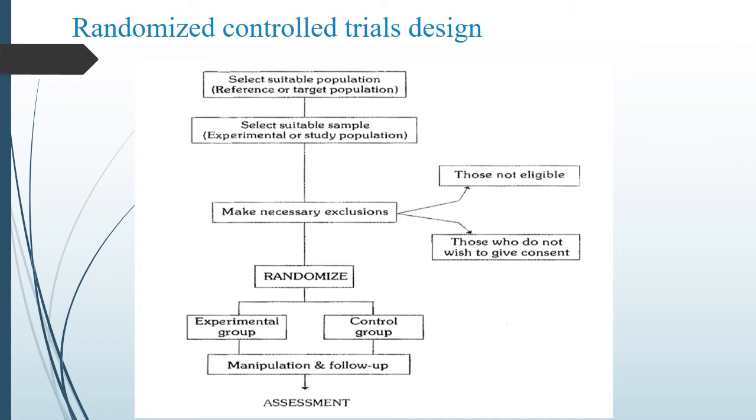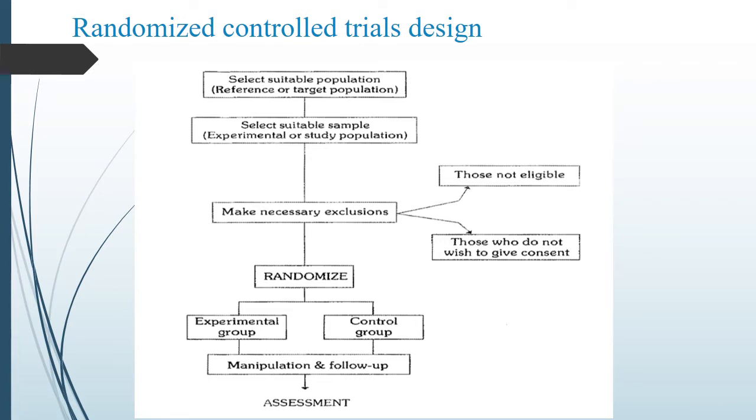Now we will see the randomized controlled trial design. Here is the schematic presentation. I will explain it first, then explain it with an example, then you will come to understand. First, we select the suitable population and suitable samples, then make the necessary exclusions, then randomize into experimental group and control group, followed by manipulation and assessment.